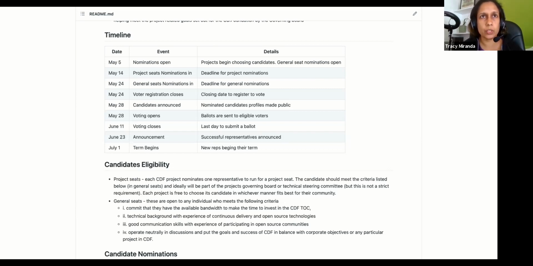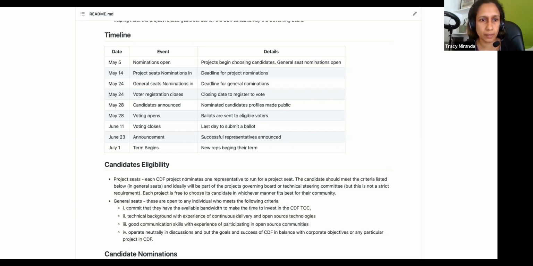I had another question: what happens if the number of candidates is less than the number of seats? Let's say for the project seats, we have four seats and we just get four nominations in. Some projects don't put anybody forward. The answer is they will all be assigned the seats, or de facto get them. Where possible, we would love to have an election and a good set of candidates who want to get involved with the TOC. But in the event that we don't have enough, we will be de facto assigning them the seats.